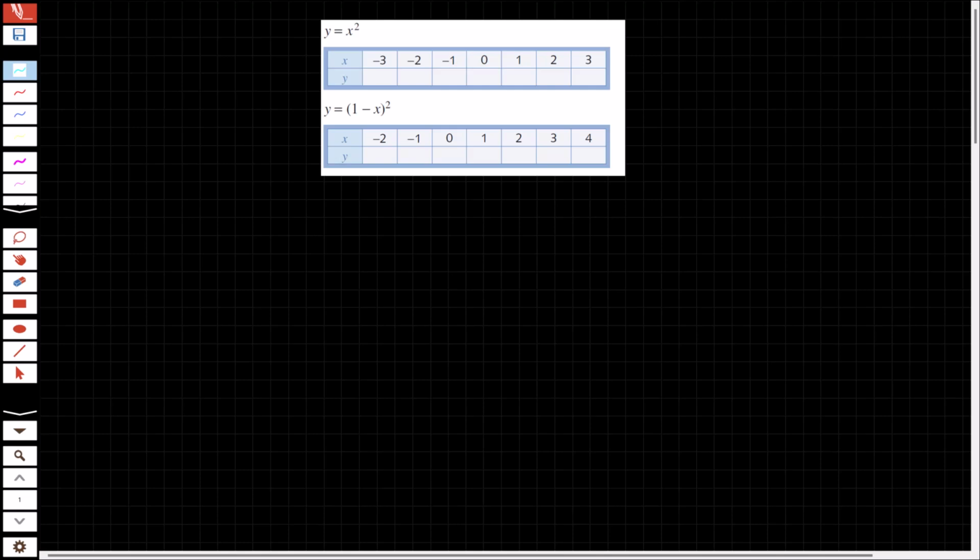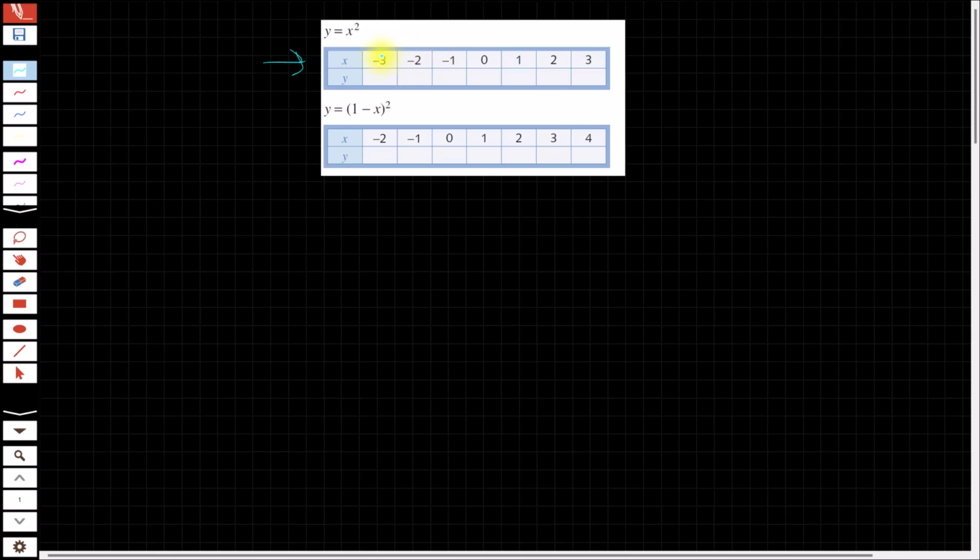In this lesson we're going to look at filling out these tables using these functions. Then after we fill out the tables we're going to graph each function using the tables. So let's start off with the first one here. We have y equals x squared.